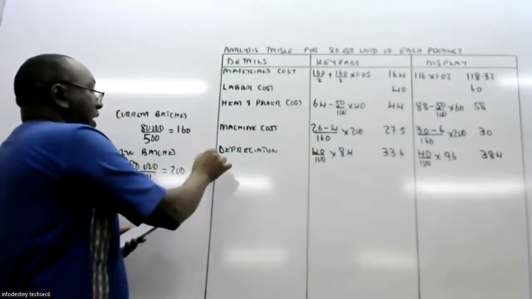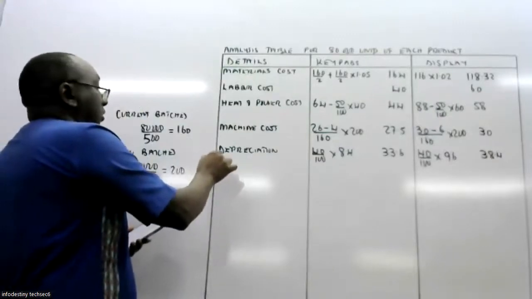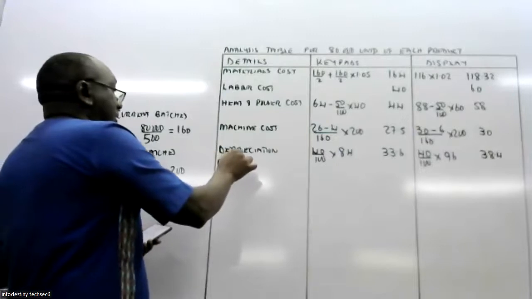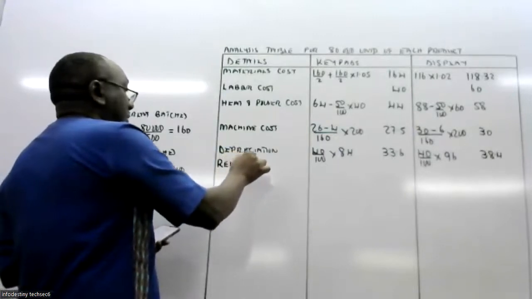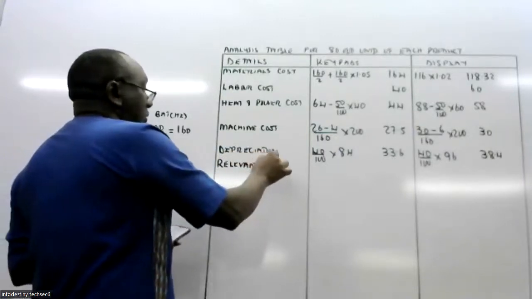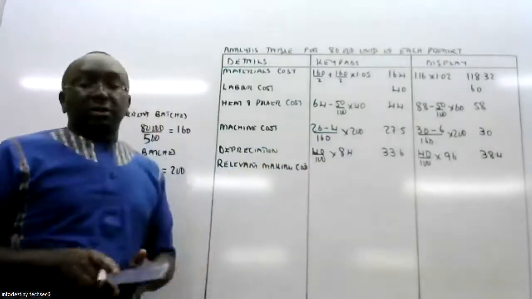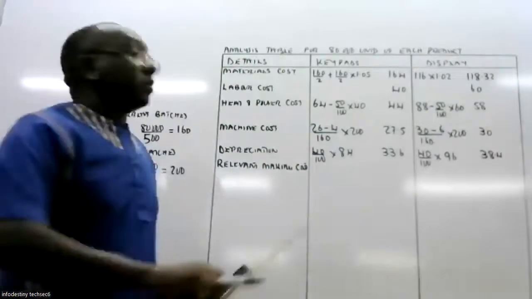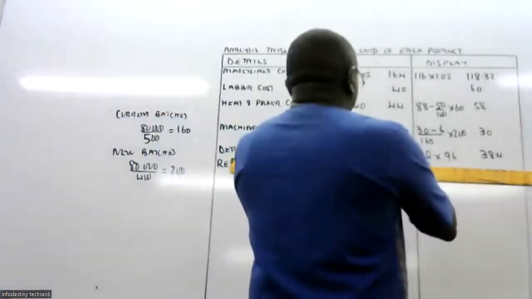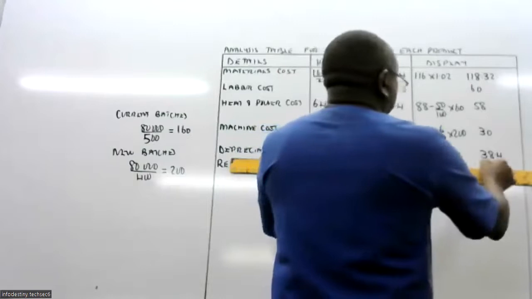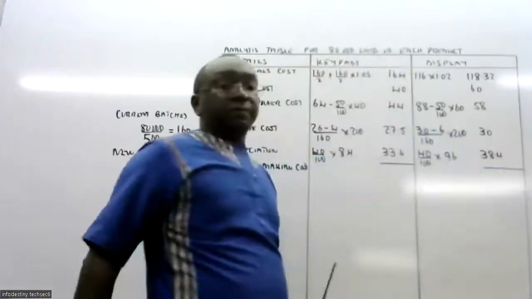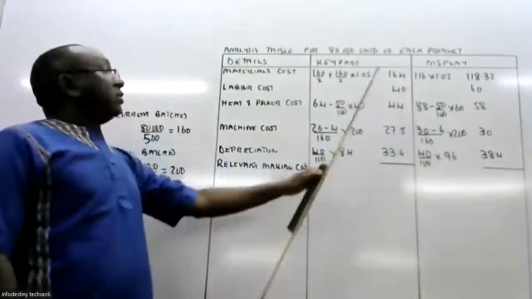So let's get the relevant costs. The relevant making costs. Relevant making costs. You add these costs.